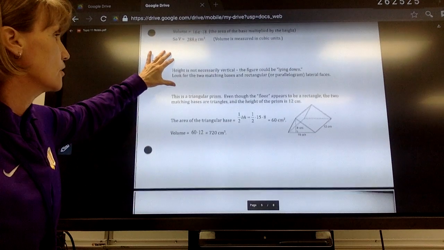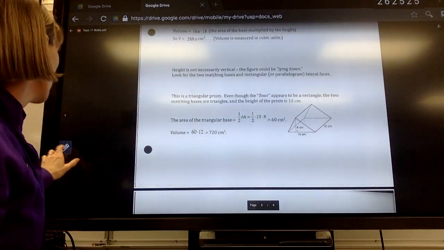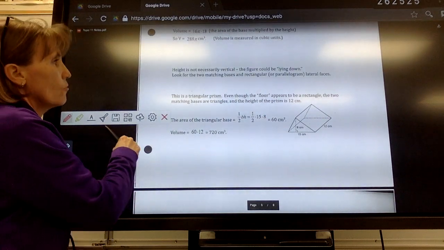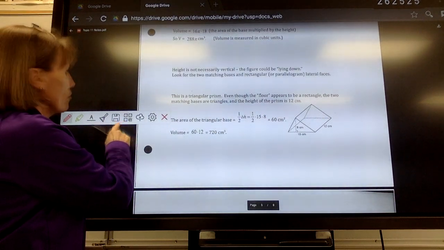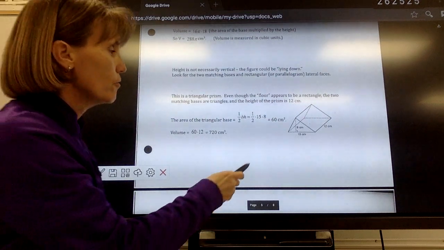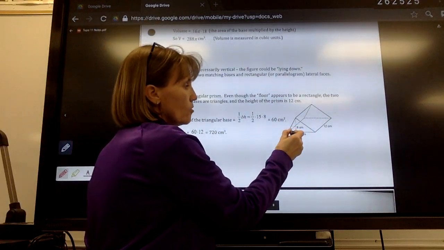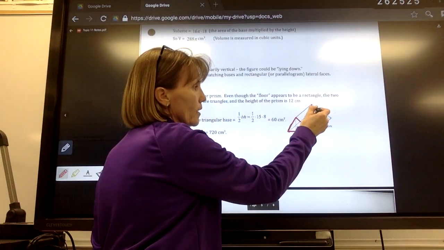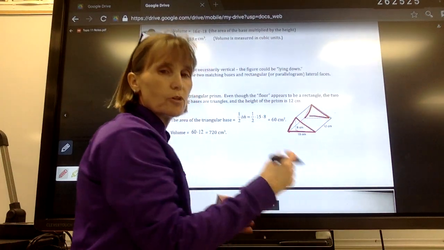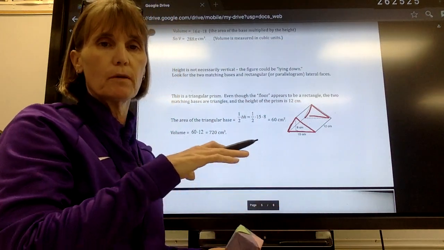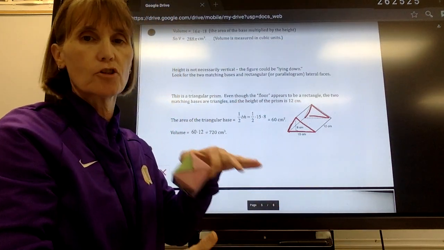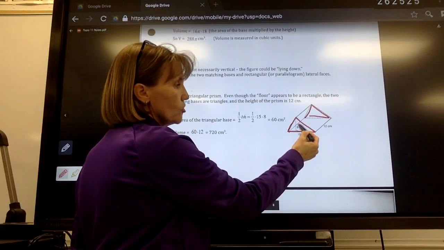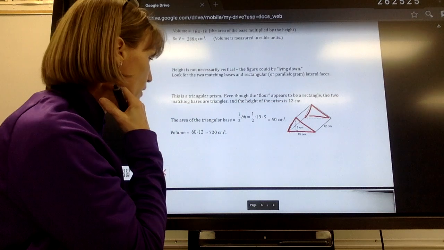Okay, height is not necessarily vertical. A figure could be lying down. Okay, it says look for the 2 matching bases and rectangular or parallelogram lateral faces. For example, if you look at this prism, okay, you've got a triangular piece here, and you've got one on the other end that they're parallel to each other. So even though the prism is not actually sitting on the triangular base, it would be considered the base. These 2 triangle pieces would be considered the base.